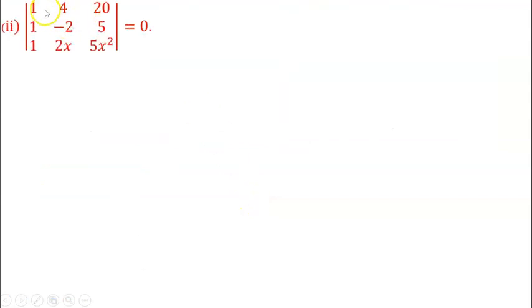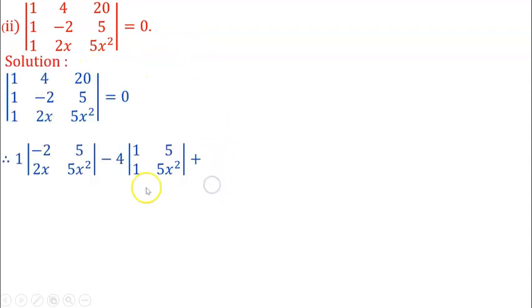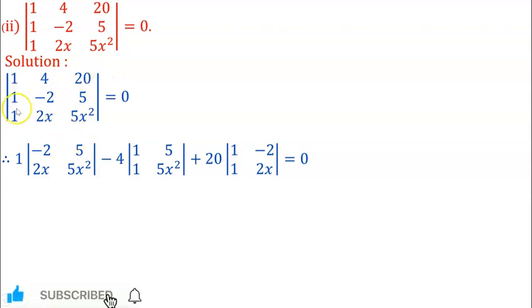Now, next question. The determinant with rows 1, 4, 20; 1, minus 2, 5; 1, 2x, 5x square, and that's equals to 0. Now, the solution. Okay. First, 1 into, eliminate the elements in the first row, first column. You will get here minus 2, 5, 2x, 5x square. Next is the minus 4. Eliminate the elements in the first row, second column, 1, 5, 1, 5x square. And the last, plus 20. Eliminate the elements in the first row, third column. You will get here 1, minus 2, 1, 2x, and that's equals to 0.